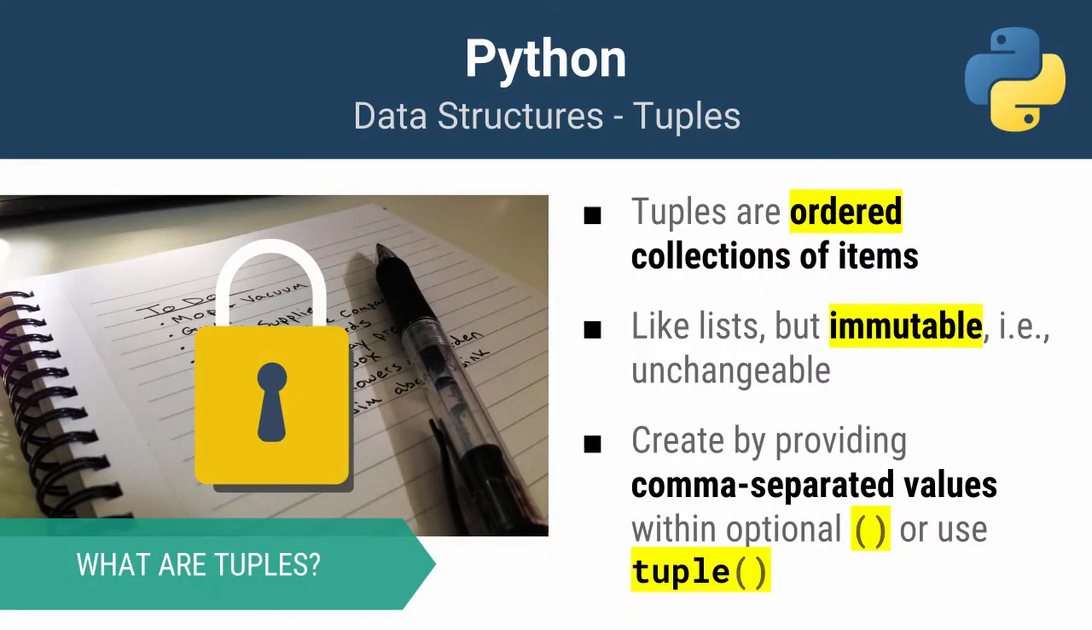The next data structure we're going to talk about is called the tuple. A tuple is just like a list. It's an ordered collection of items. A tuple, however, is immutable, which means it can't be changed. You can't add, edit, or remove any of the items in it.